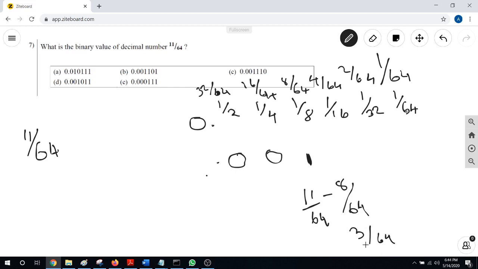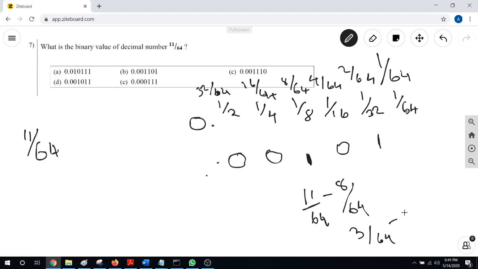Now we are not going to look at the previous values, we are going to look at this remainder, 3 divided by 64, and keep moving rightwards. Now we have 4 divided by 64, but 4 divided by 64 is bigger than 3 divided by 64, therefore this is going to be 0, right? Next we have 2 divided by 64, and now 2 is smaller than 3, so we are going to have one of it.